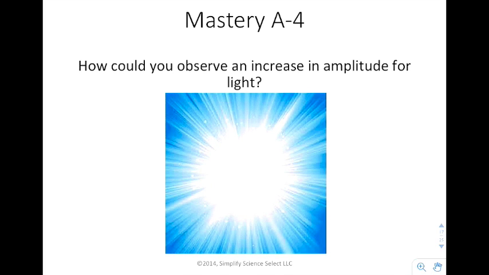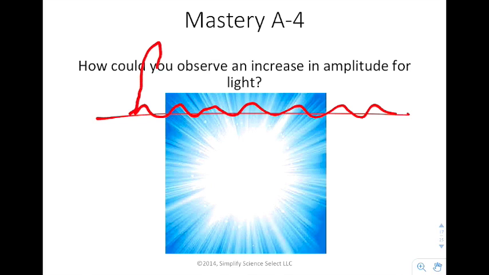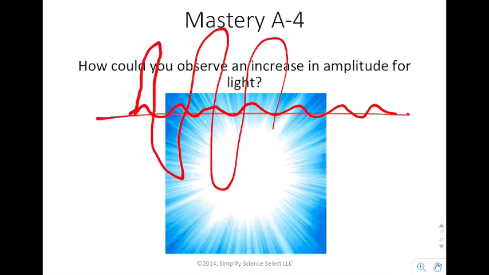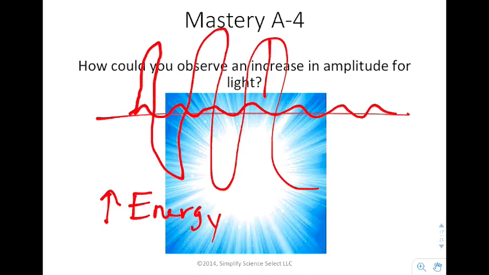How could you observe an increase in amplitude for light? So remember, an increase in amplitude is if you have something that looks like this, you've got some sort of wave. An increase in amplitude actually increases the vertical displacement of the wave. So it would look something like that. Whenever you increase the amplitude of a wave, you have an increase in the energy. Now, since it is visible light, it is something that you see. When you increase the energy, it means it's going to be more bright or brighter.